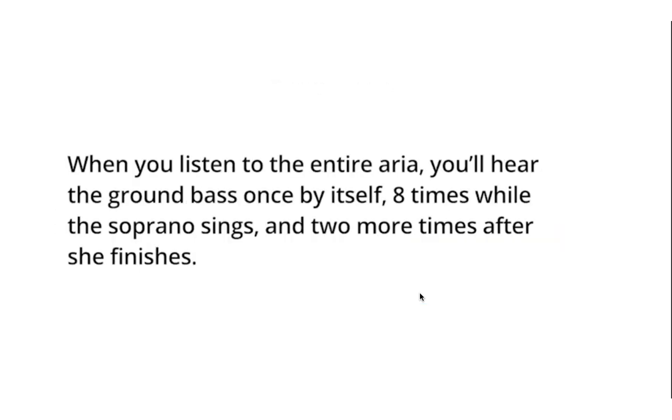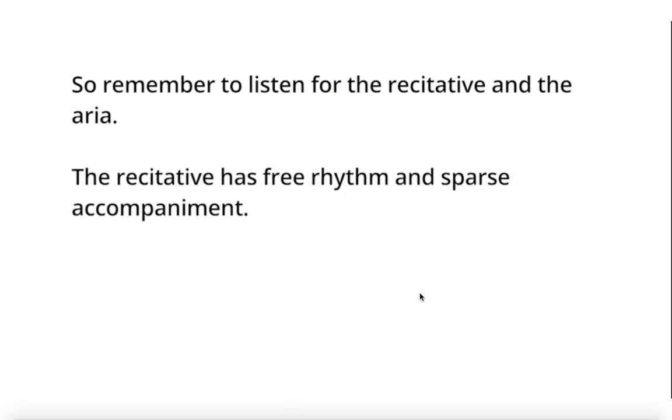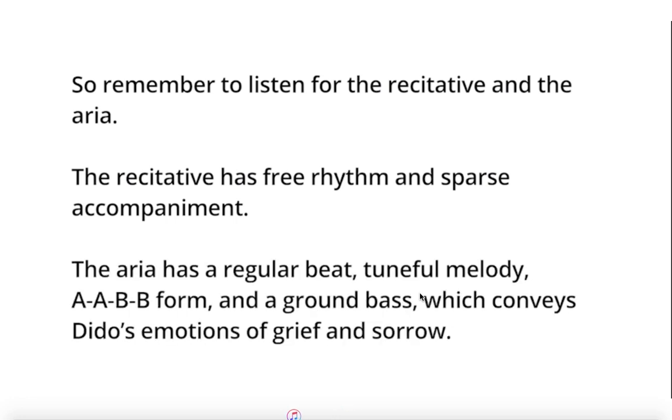When you listen to the entire aria, you'll hear the ground bass once by itself, 8 times while the soprano sings, and 2 more times after she finishes. So remember to listen for the recitative and the aria. The recitative has free rhythm and sparse accompaniment. The aria has a regular beat, tuneful melody, AABB form, and a ground bass, which conveys Dido's emotions of grief and sorrow.